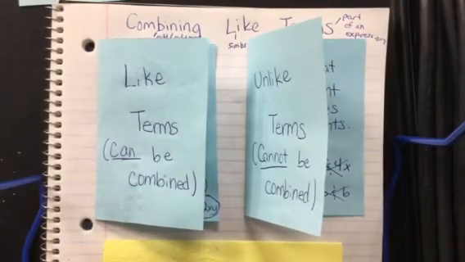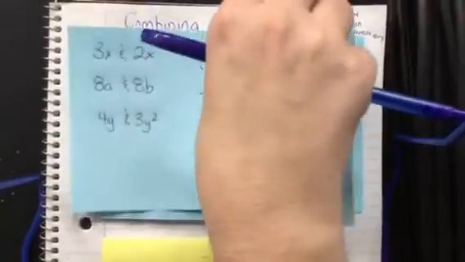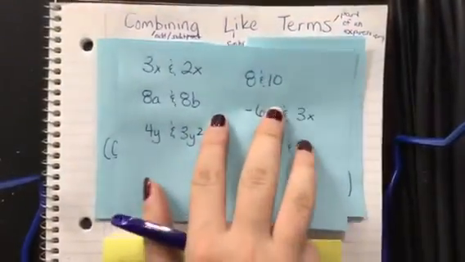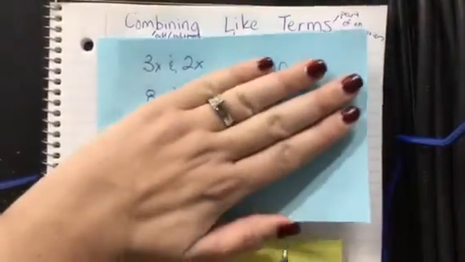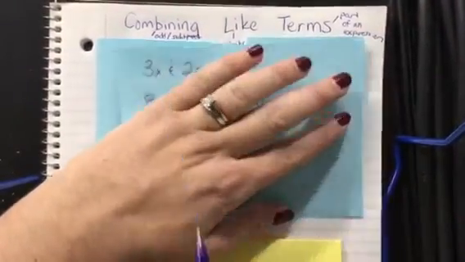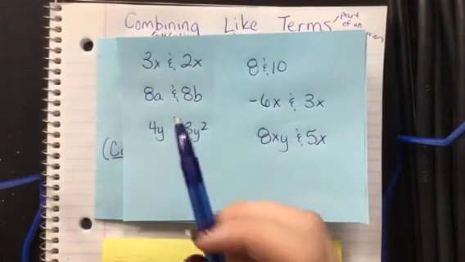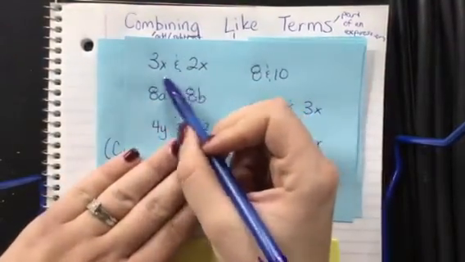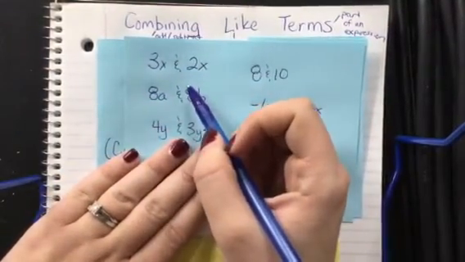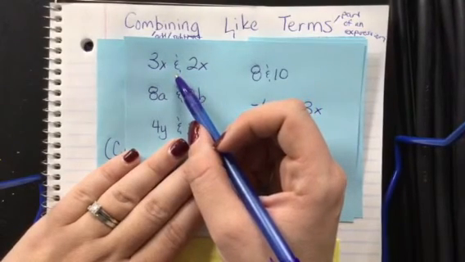So now we're going to do some practice. I want thumbs up or thumbs down, and I'm going to go through each one. 3x and 2x. Thumbs up if they're like terms, thumbs down if they're unlike. Just this first pair right here. Like terms or unlike? Thumbs up for like, thumbs down for unlike.